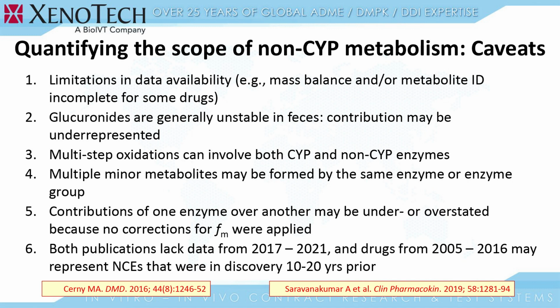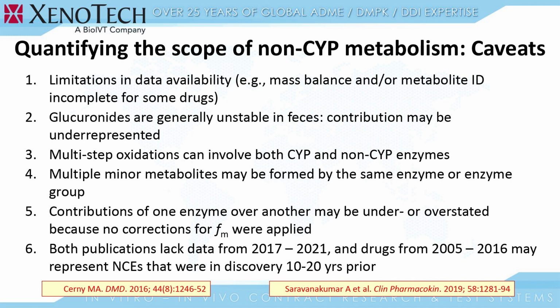Second, glucuronides are generally unstable in feces and sometimes in urine. And I don't think it's always completely appreciated that they are unstable. So their complete contribution to the overall metabolism of a compound may be underrepresented in these analyses.